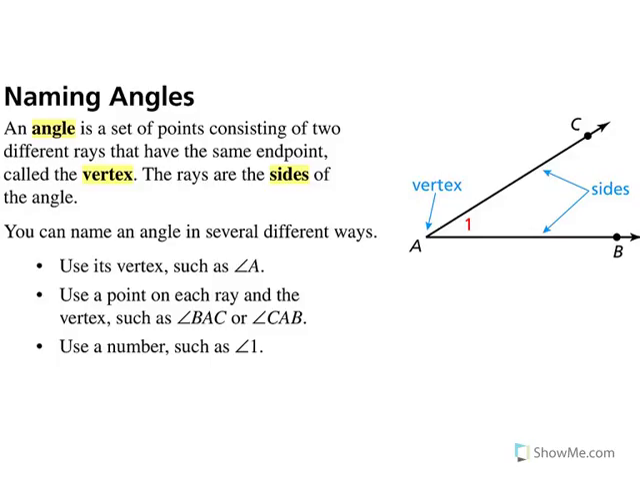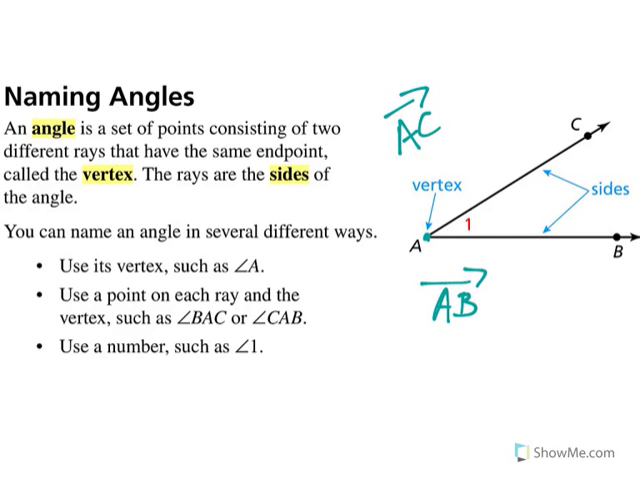Okay, so when we first look at an angle, one thing to notice is that an angle is made up of two different rays. In this angle, we have this ray AC, and we have this ray AB that have this common connecting point at A. This point at A is called our vertex, the common endpoint that they share. And then the sides, of course, are ray AC and ray AB.